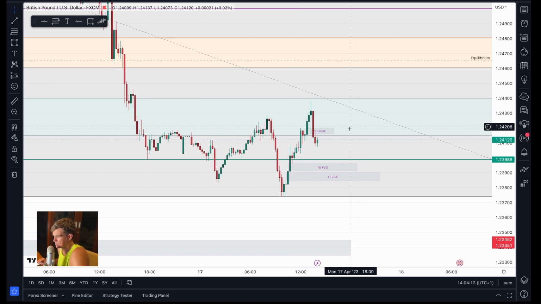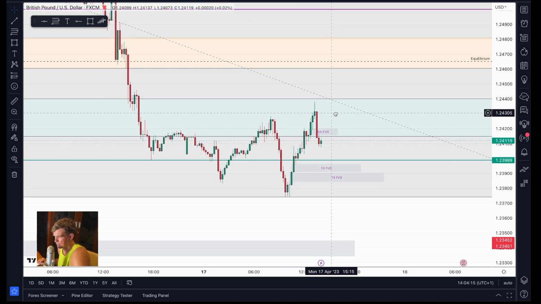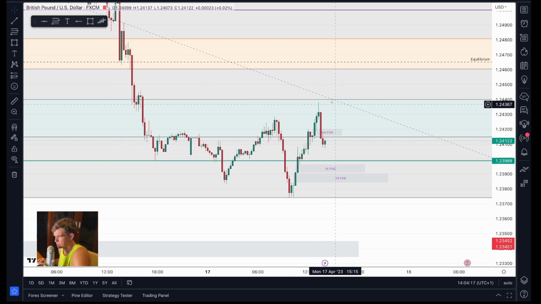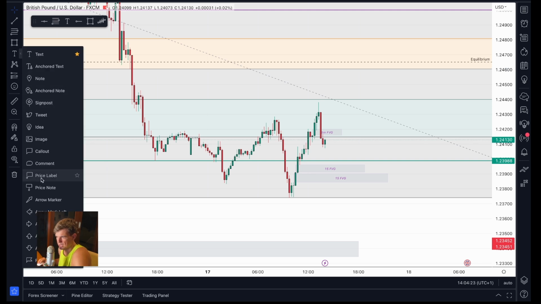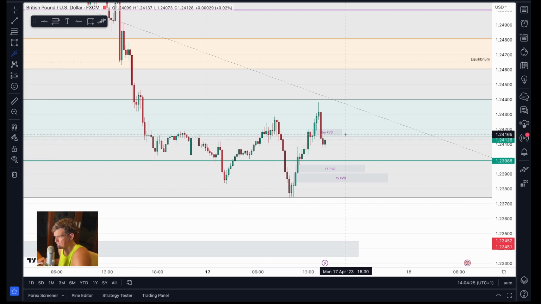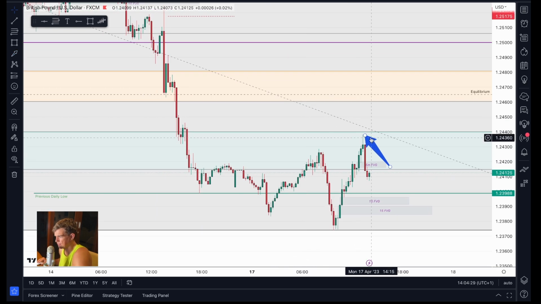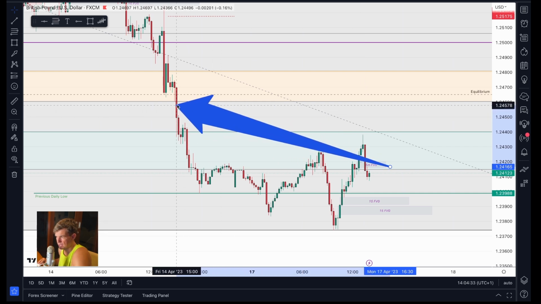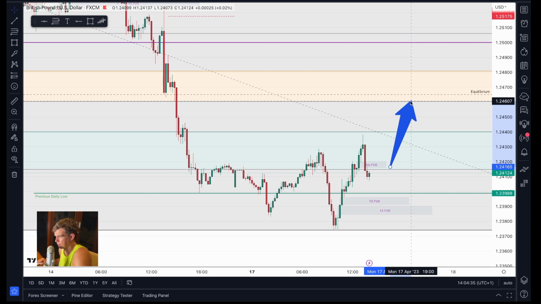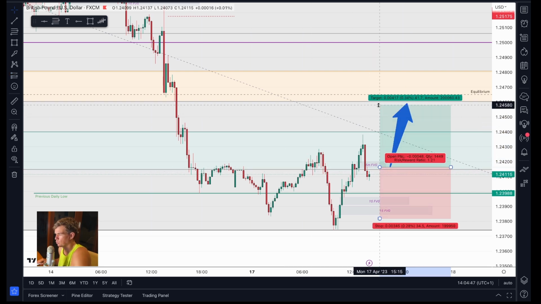So obviously, if you're entering here, the next target, which is also aligning with the fib, is this line here. So if we drag on an arrow, if we're entering here, that high is the immediate target. If you want to hold it longer, that fair value gap there aligns nicely with a 50% retracement. That would be my final position that I would be maximum willing to take out.